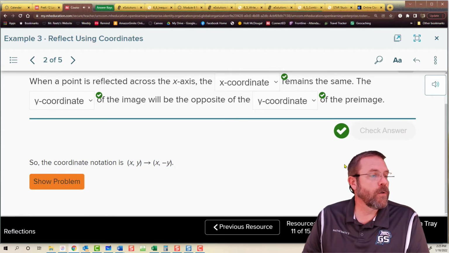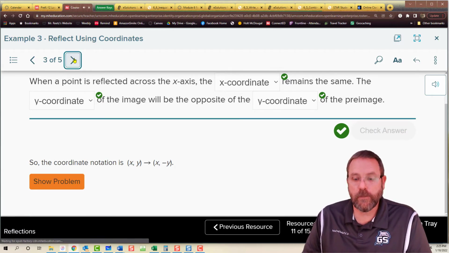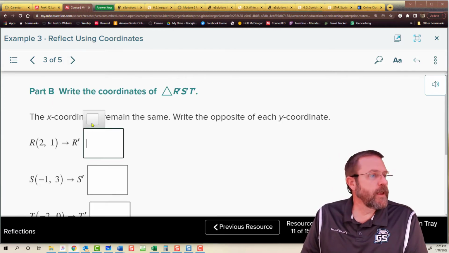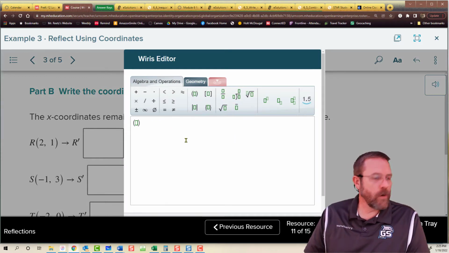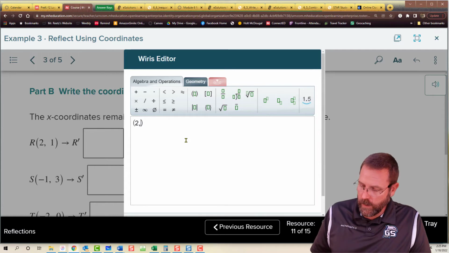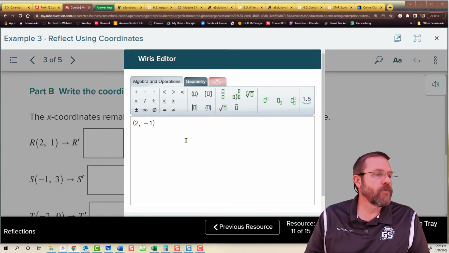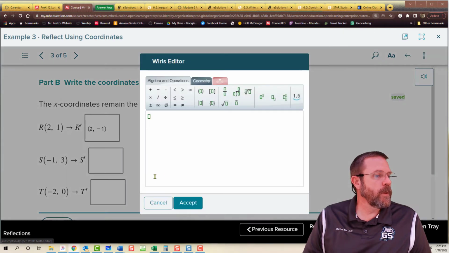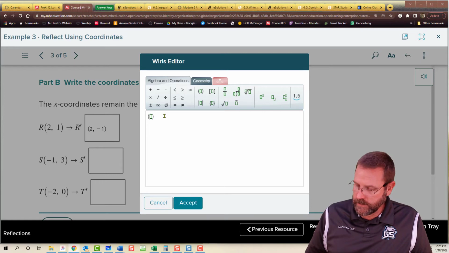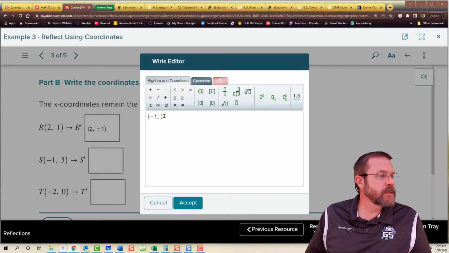Check that. All of that checks. Good. We're making progress here. So if the x-coordinate is staying the same and the y is going to be opposite, R' is going to become (2, -1). Next, we're going to have S', which is currently (-1, 3). The -1 is going to stay the same, and now we're going to have a -3.